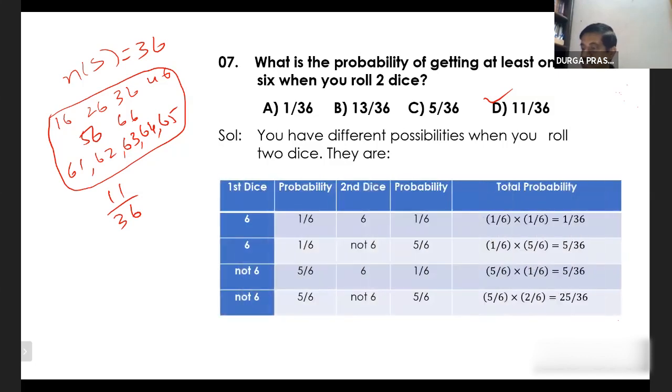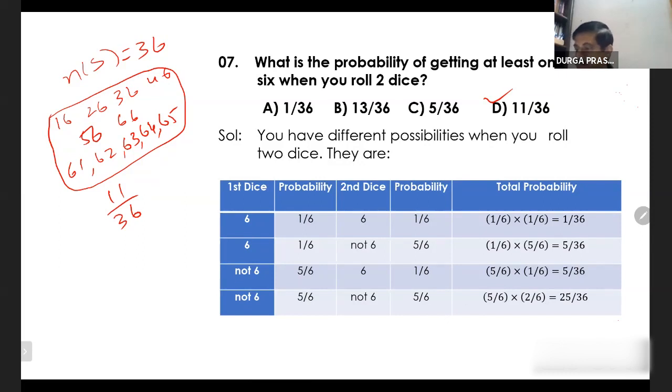So please note it fast. So this is the tabular form. One die with 6. This is a different way we are solving it here.